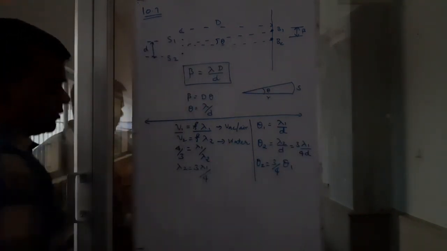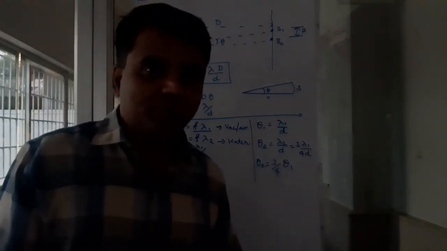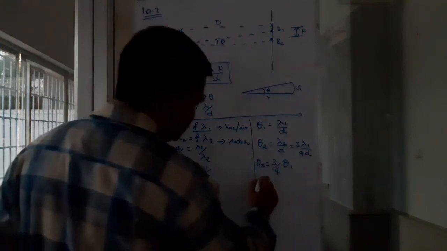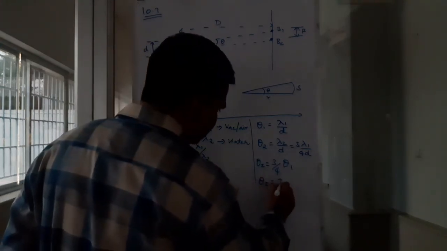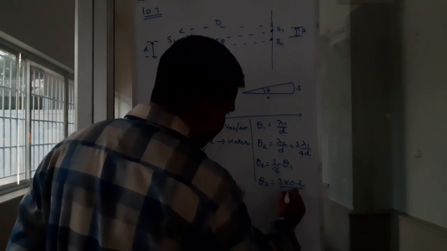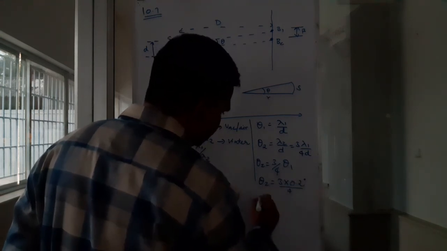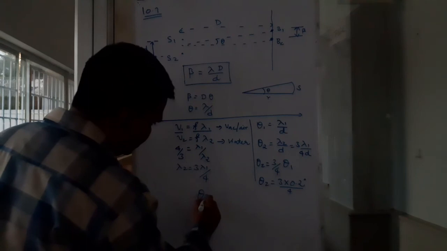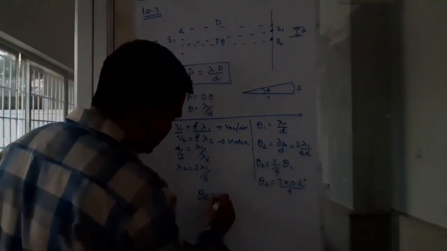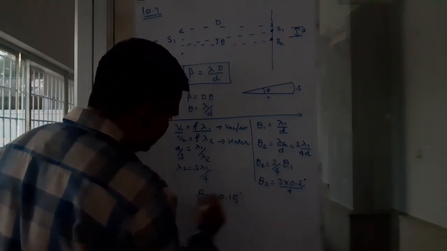But what is theta 1? It's given 0.2 degrees. Theta 1 is 0.2 degrees, and theta 2 would be 3 into 0.2 by 4 degrees. So theta 2 is equal to 0.6 by 4, which is 0.15 degree.